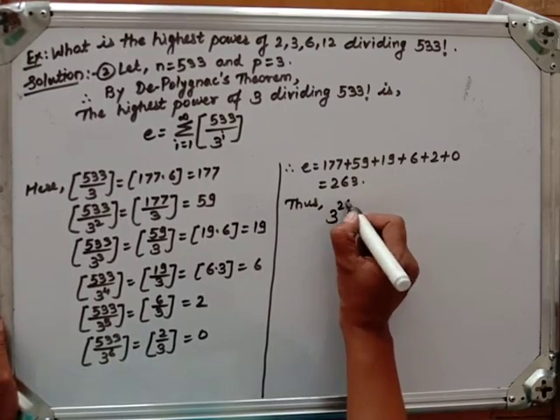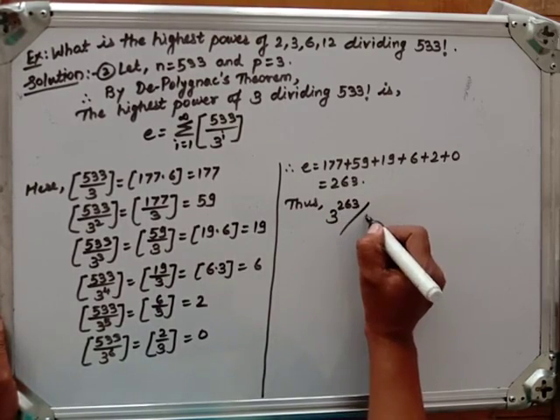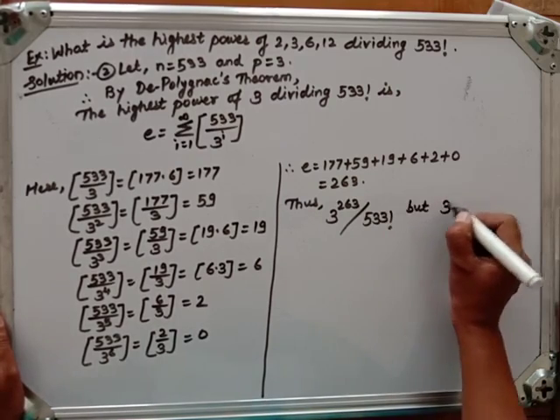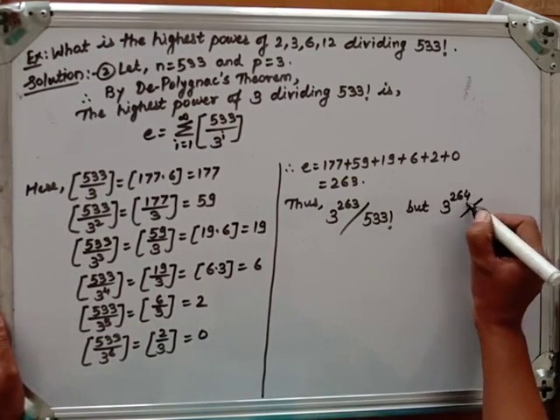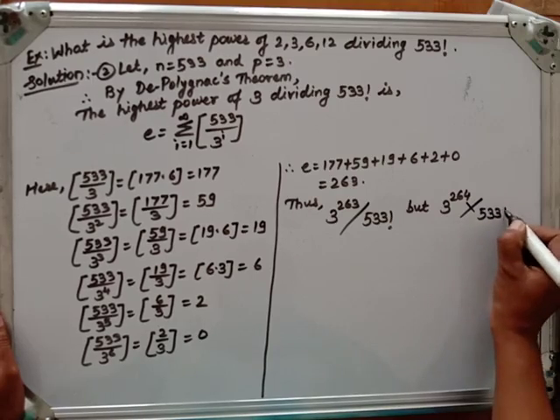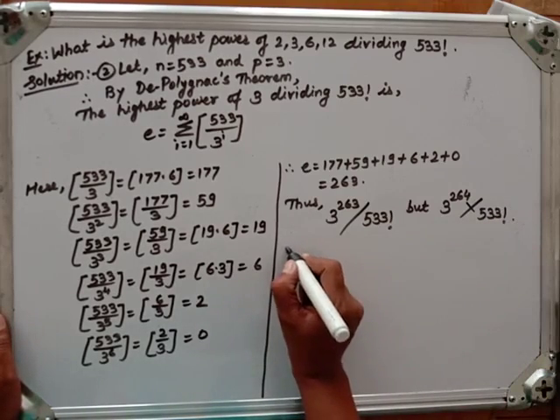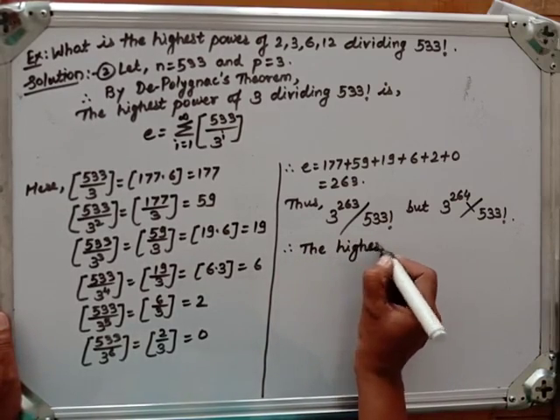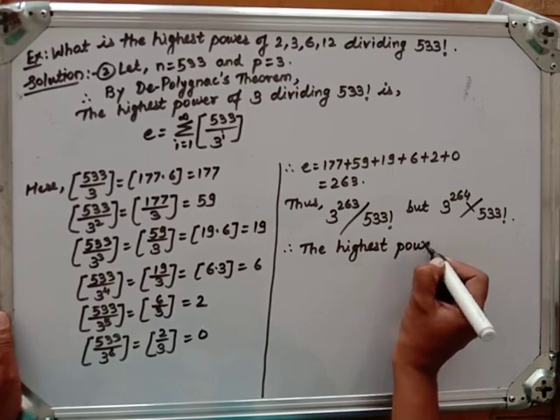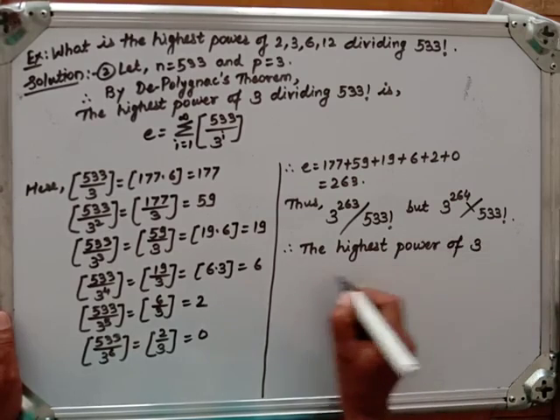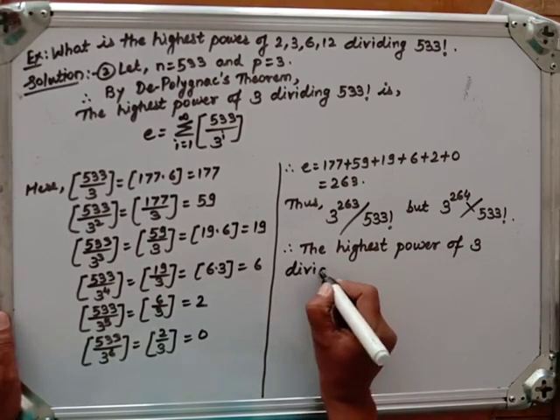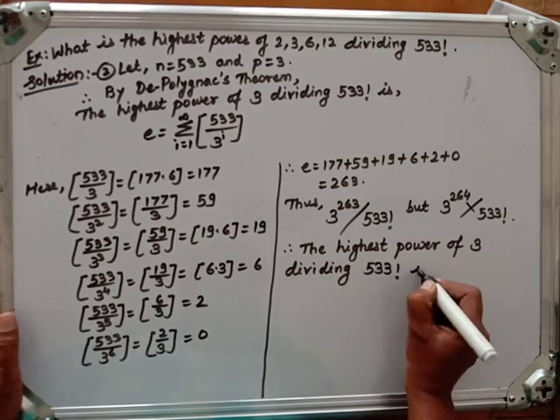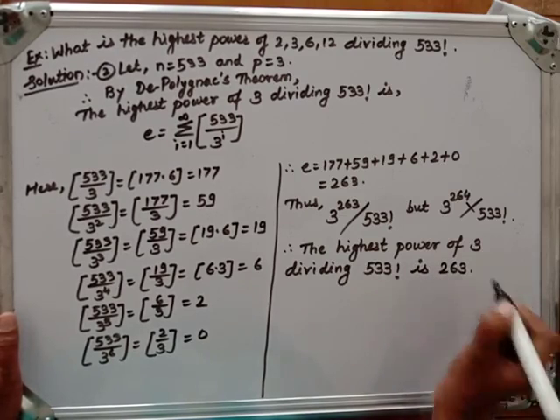Thus, 3 raised to 263 divides 533 factorial, but 3 raised to 264 doesn't divide 533 factorial. Therefore, the highest power of 3 dividing 533 factorial is 263.